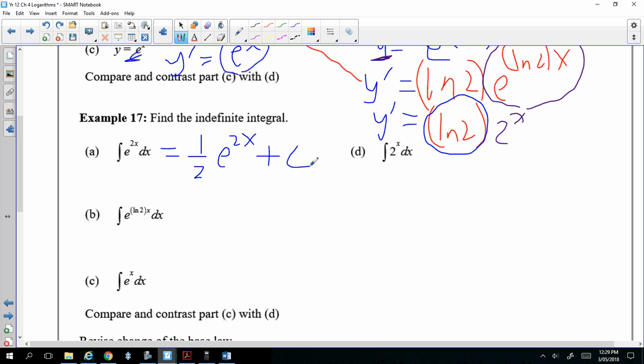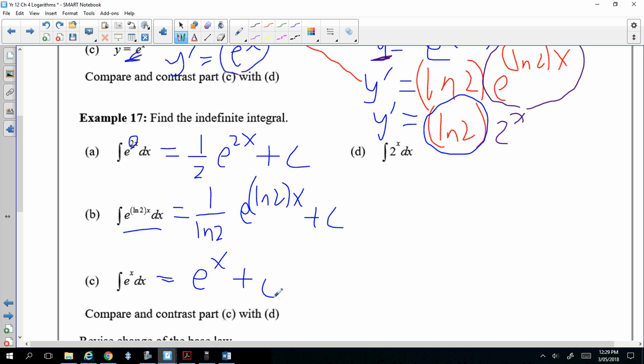And what if you integrate that? You do 1 over ln2, right? E to the power of ln2 x. And by integrate e to the power x, you just get e to the power x plus c. And all of these are related to the integral of 2 to the power x. So like before, we're going to write 2 to the power x as e to the power of ln 2, to the power x dx.